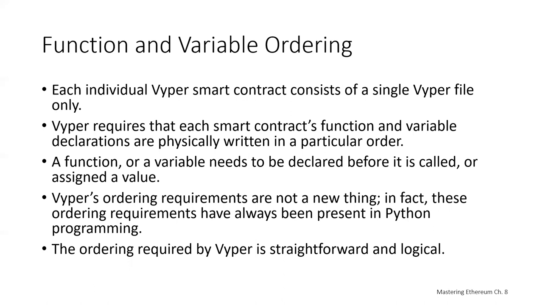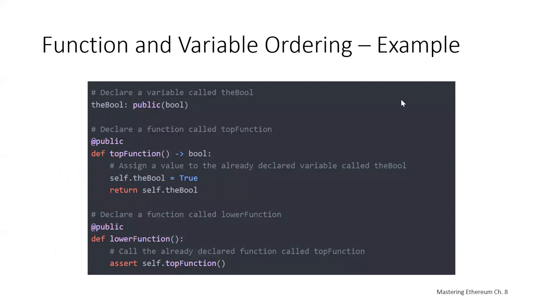Vyper's ordering requirements are not a new thing. In fact, these are present in Python. And so the ordering required by Vyper is pretty straightforward and logical. Here's an example of our function and variable ordering. We've got a variable called the bool, where we're declaring the variable. Then we have a function called top function and a function called lower function. And in this particular case, lower function is going to call top function.